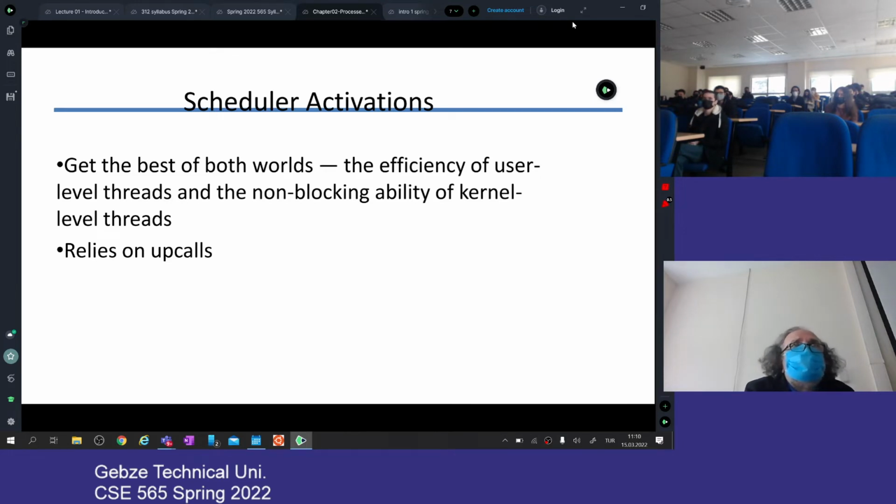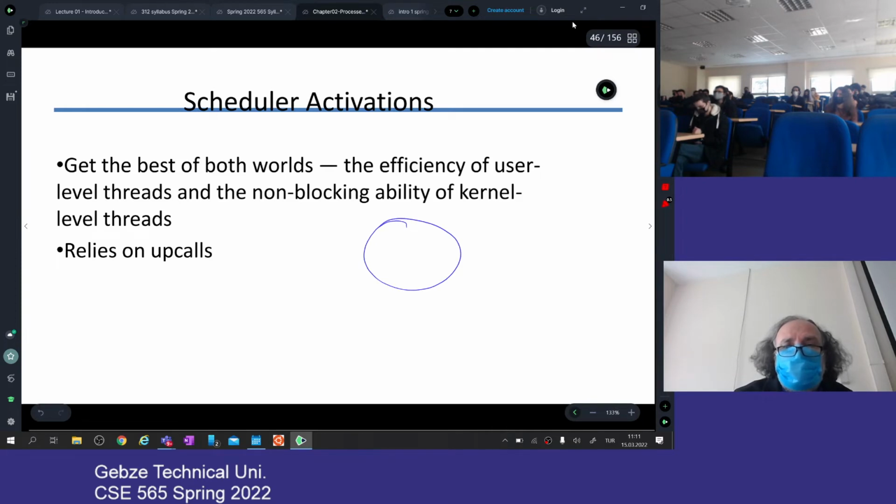But some operating systems tell me that I cannot provide the data for you right now, but you can still continue running. Do whatever you want, but your data is not ready. When the data is ready, I will let you know. If you have such non-blocking system calls from your operating system, then your process can continue, right? So this is my process. There are 1, 2, 3 threads running, and this is my kernel.